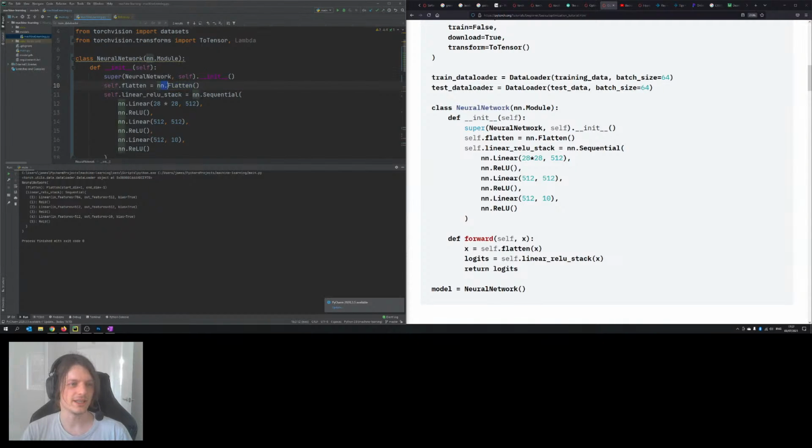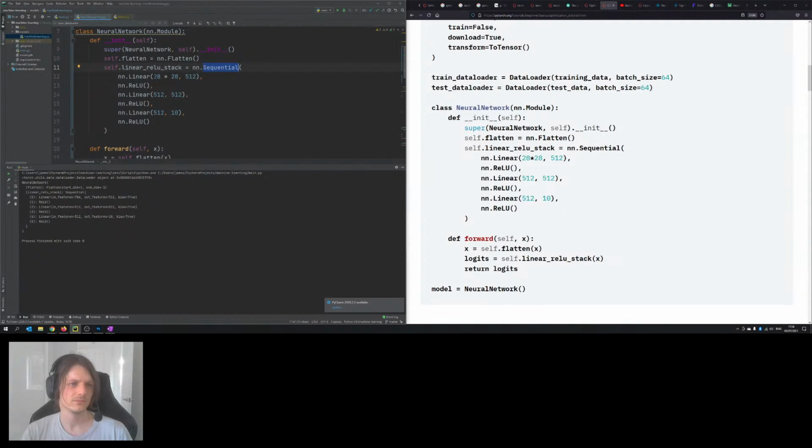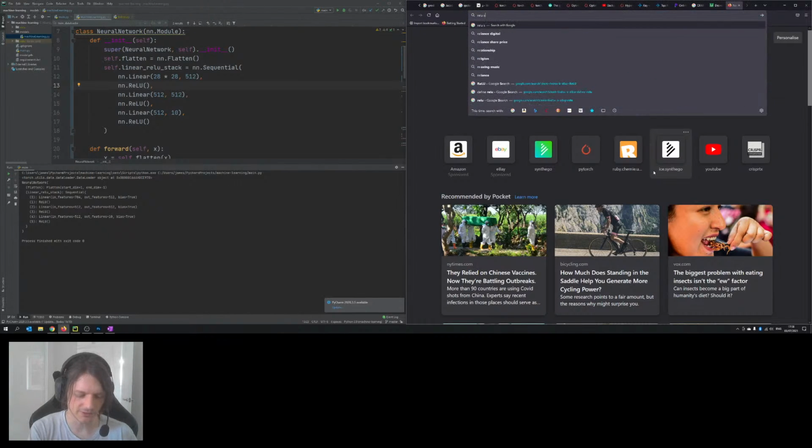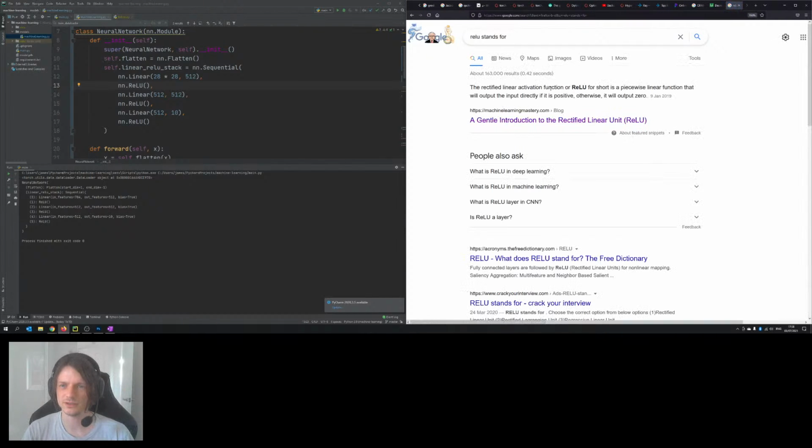Okay, so nn, flatten it, stack sequentially, 28 times 28, 512. Rectified linear. ReLU stands for... it's not that, is it? Rectified linear. Oh, it is. Rectified linear activation function. Okay.